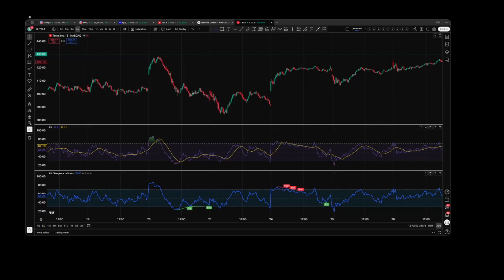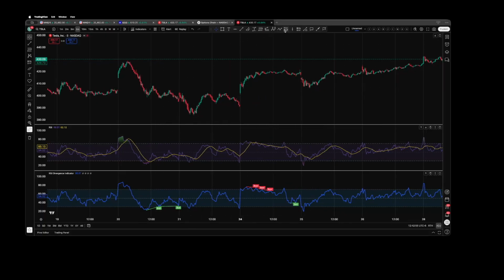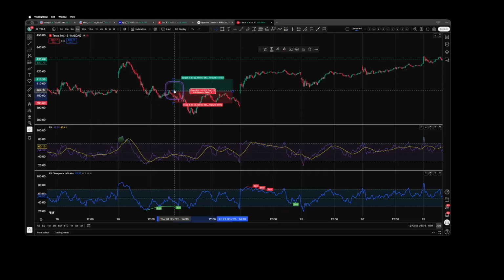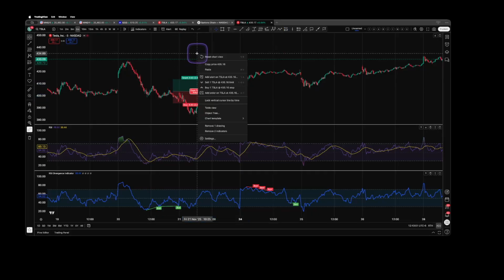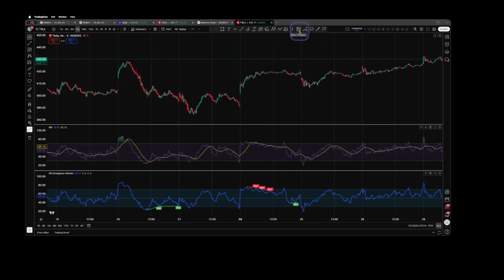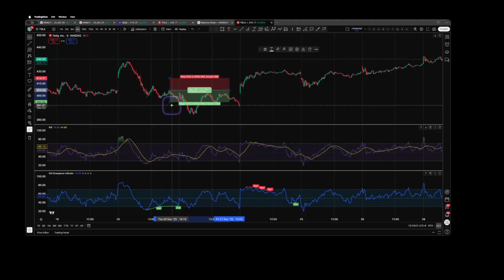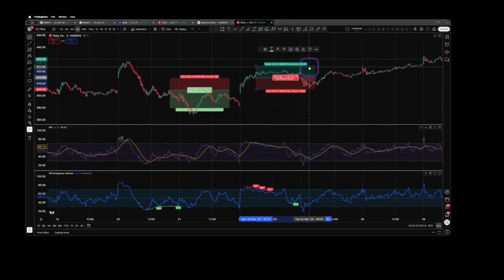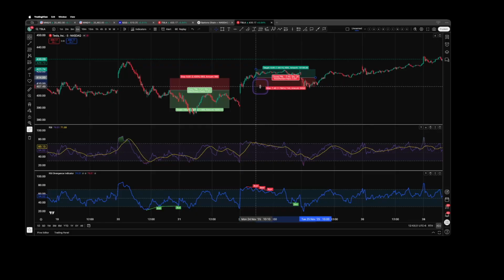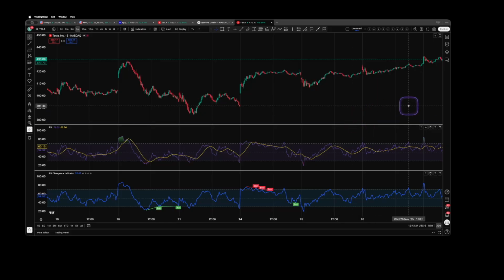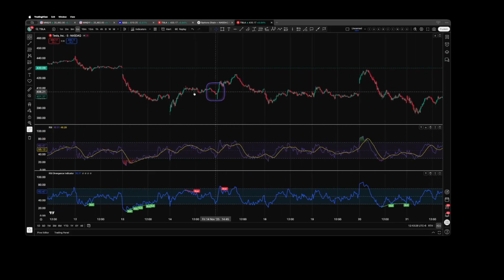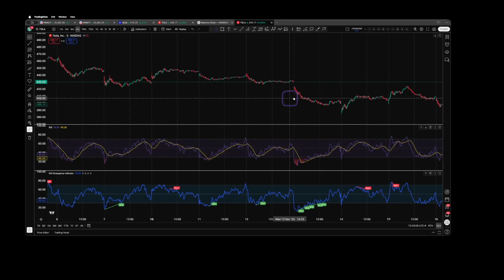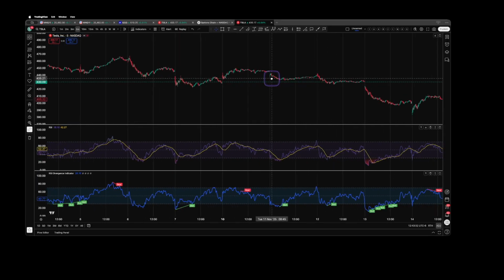So you can try to enter a short position here, and you can try to enter long positions here. Again, sometimes it may not hit, and it could hit a stop loss in this particular trade. Yeah, and you can find these kinds of trades almost every day.